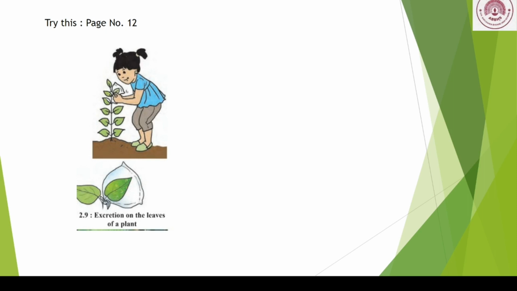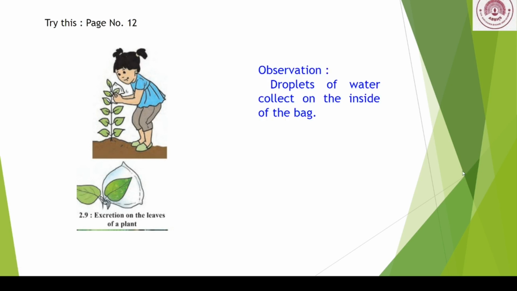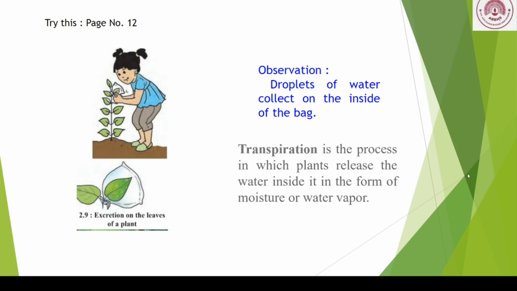Take a transparent plastic bag and tie it over a leaf of a plant as shown in the picture. Observe it after 6 to 7 hours. What do we see after some time? After about 6 to 7 hours, what do you see? Droplets of water collect on the inside of the bag, and it means that the plants excrete water in the form of water vapor. This process is called transpiration.